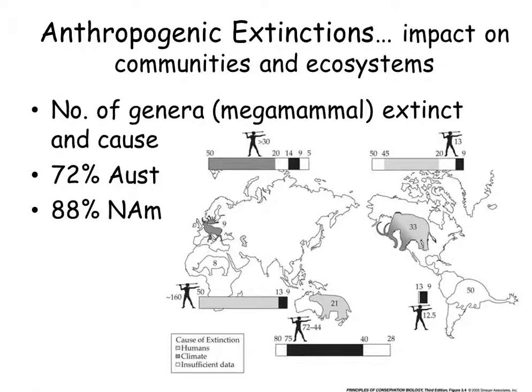The number of genera of megamammals extinct and their cause: 72% Australia, 88% North America.